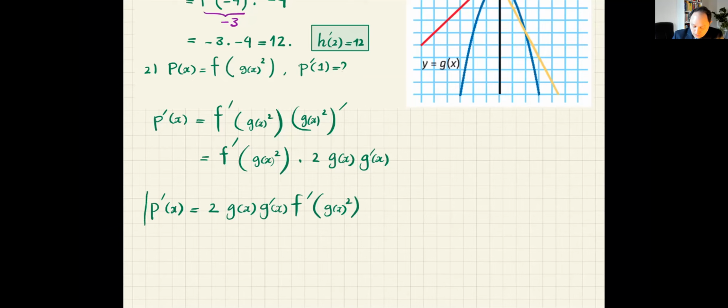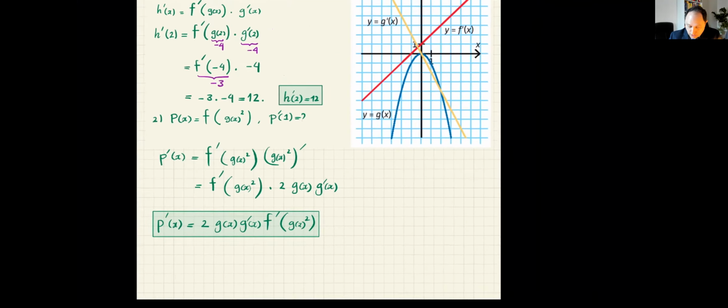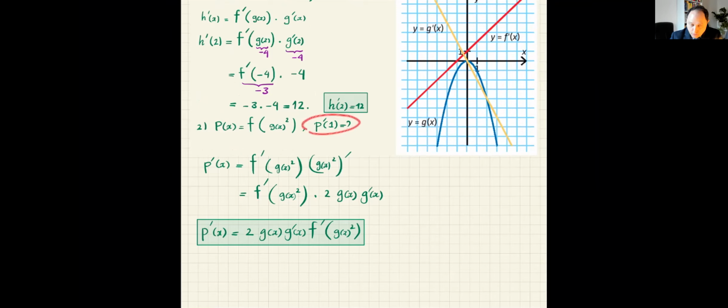So this is what we get for p prime of x. But now let us see what we are supposed to calculate. We are supposed to calculate p prime of 1. So this means that I have to replace x with 1. So p prime of 1 becomes equal to 2 times g of 1 times g prime of 1 times f prime of g of 1 squared. So this is p prime of 1. And then I have to calculate p prime of 1. So what should I do?